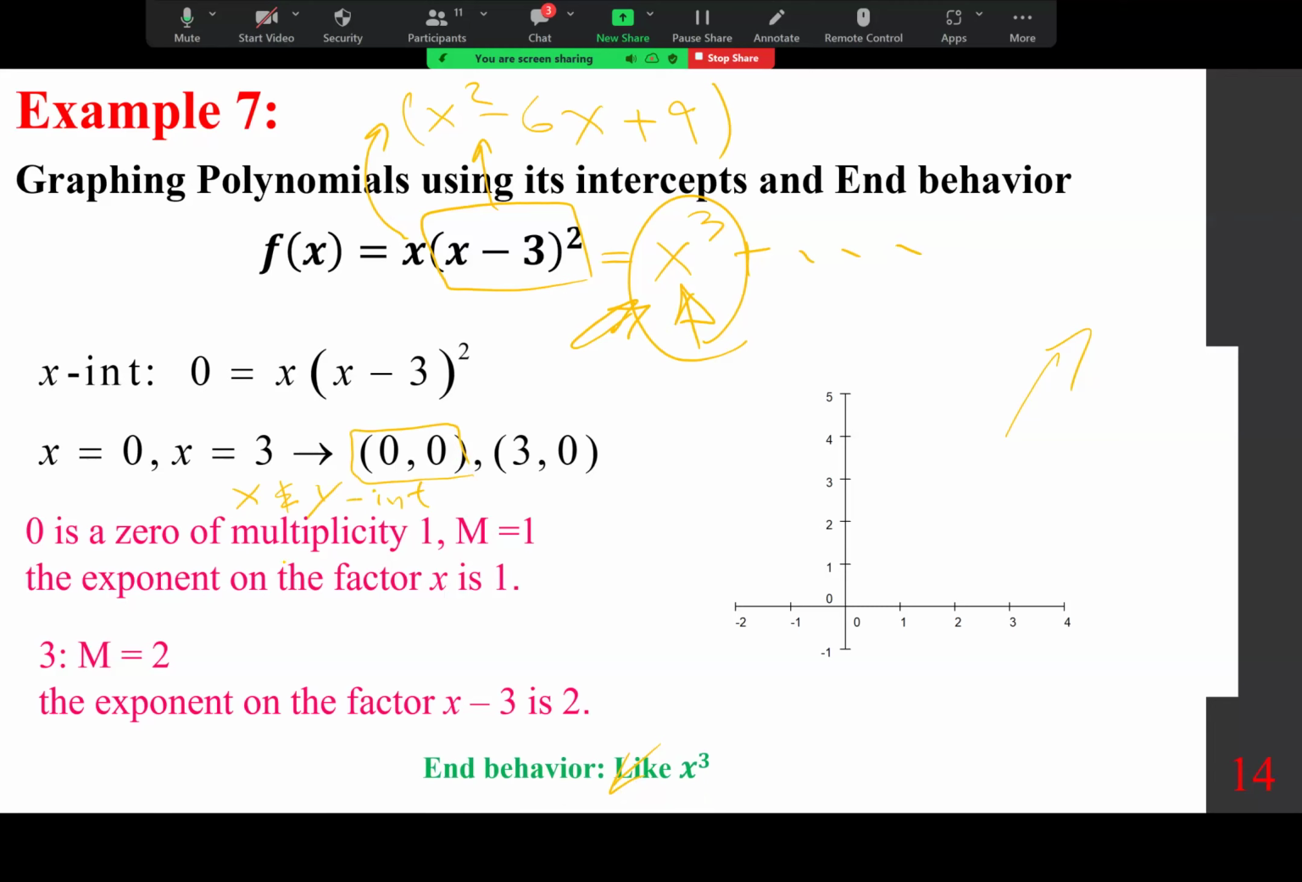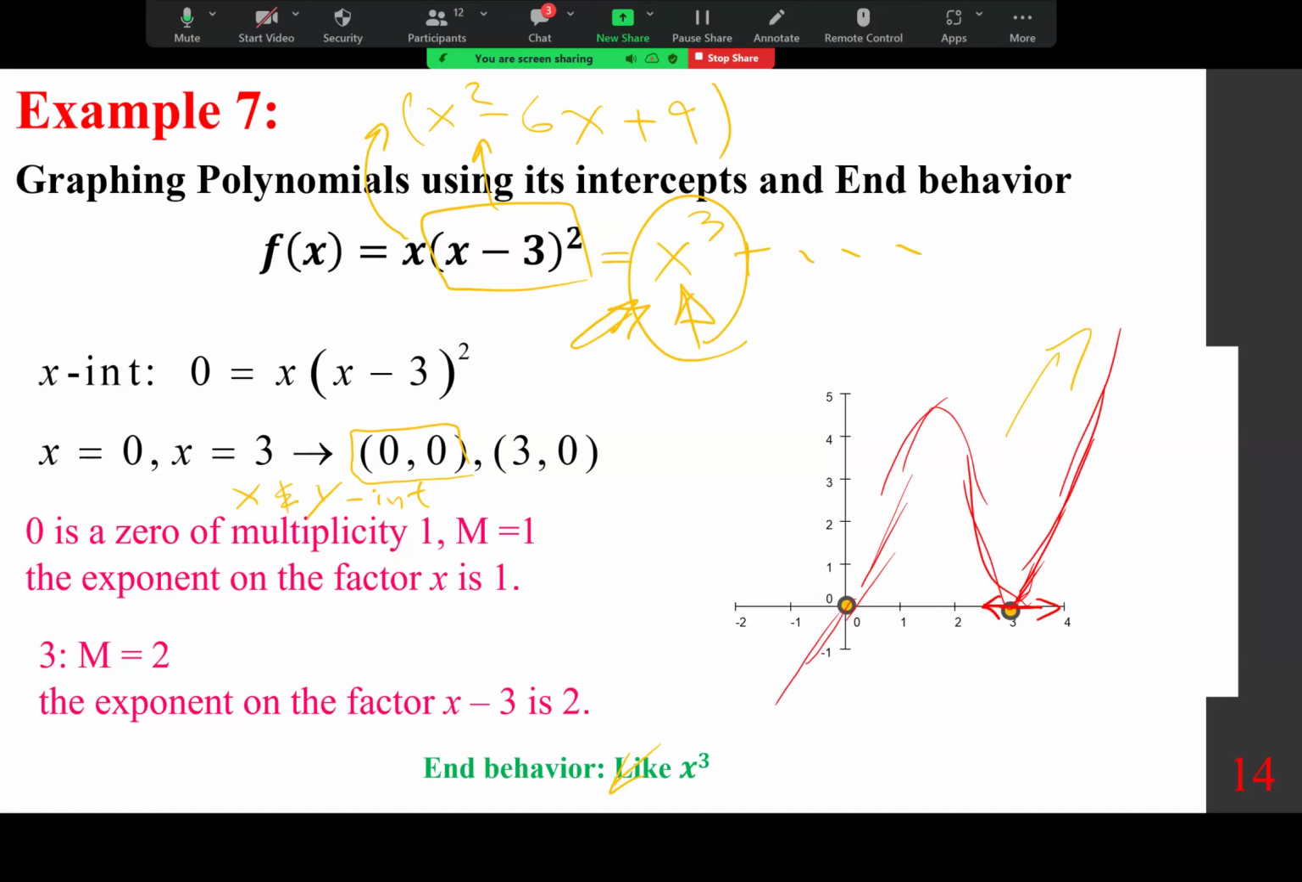So the end behavior looks like x cubed. Here's 0, 0. Here's 3, 0. And I'm going to put this arrow that I like. So right away, what it means is that it comes down, it hits this point, but it can't cross because the multiplicity is 2. It has to go back up. How far it goes, we don't know, but it has to come back down. It hits this x-intercept, but it continues. So it looks something like that.